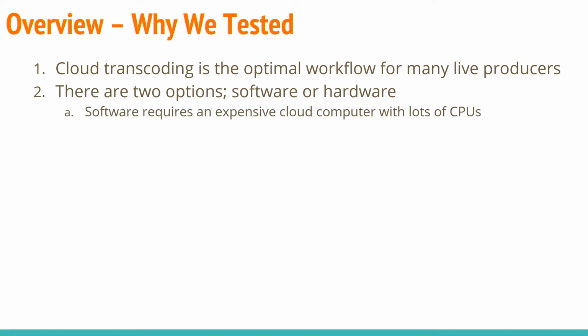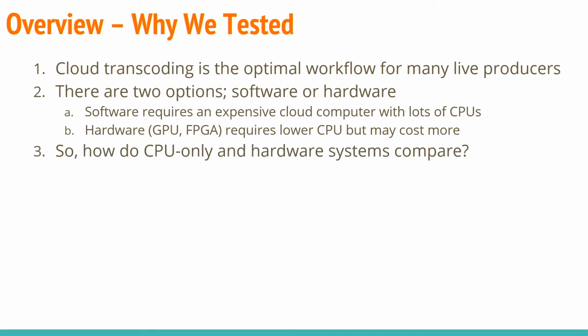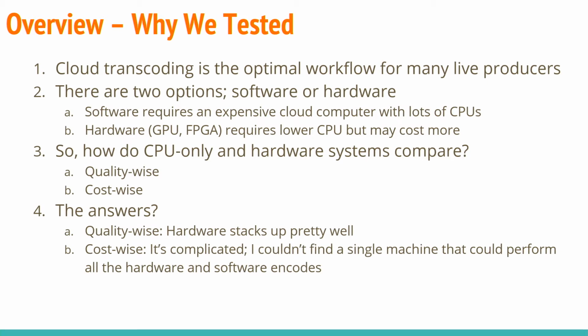Software requires an expensive cloud computer with lots of CPUs. Hardware is cheaper and is higher performing, but how do they compare from a quality perspective, from a cost perspective? And what did we learn? Quality-wise, hardware stacks up pretty well, and we saw that with both H.264 and HEVC. And from a cost perspective, it's complicated.